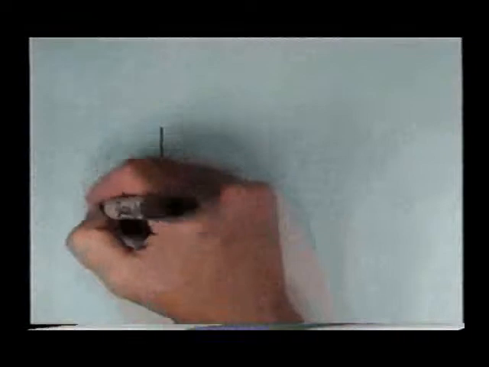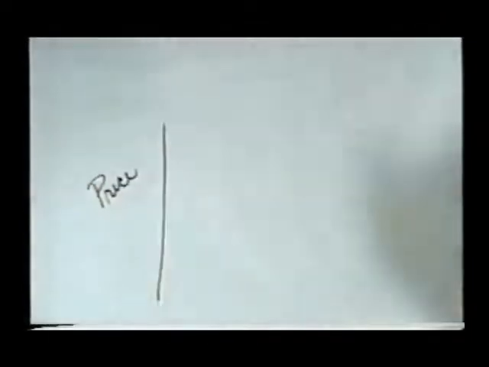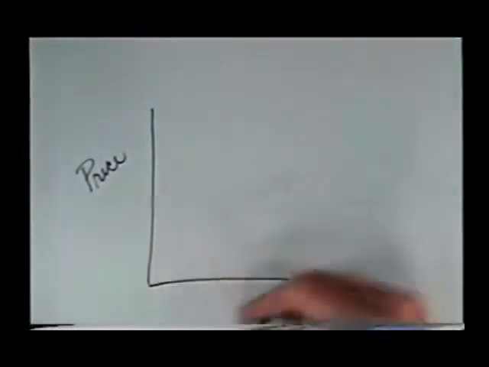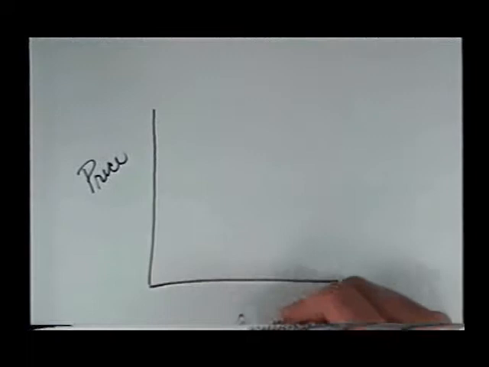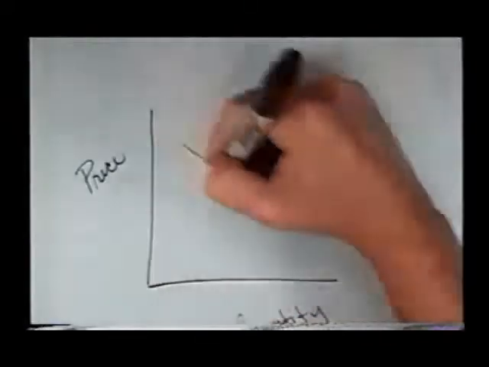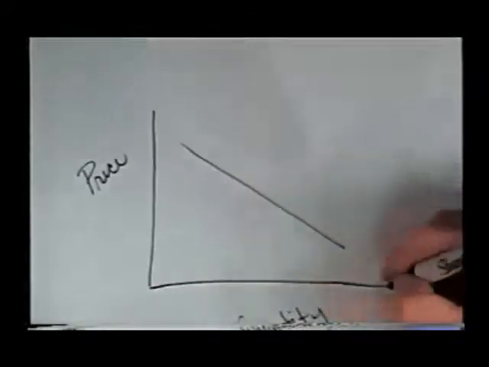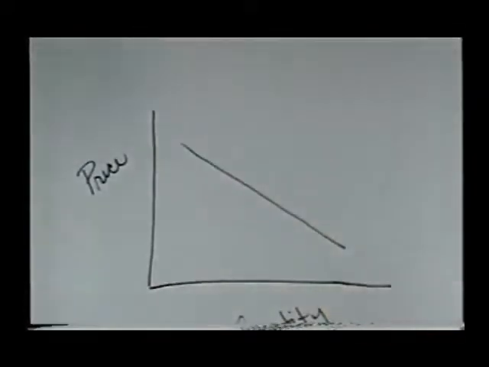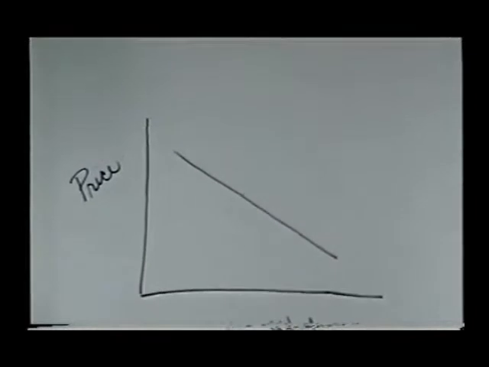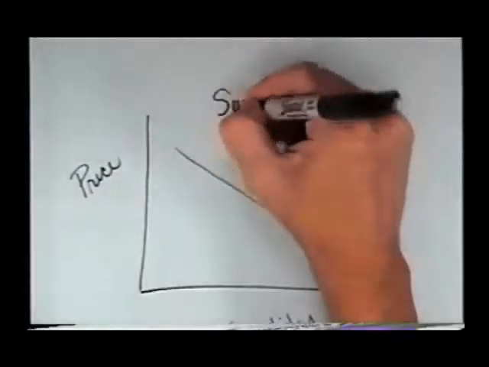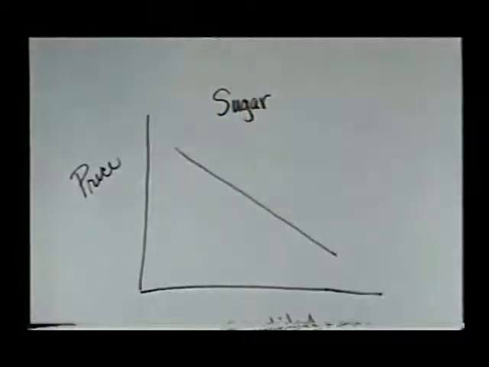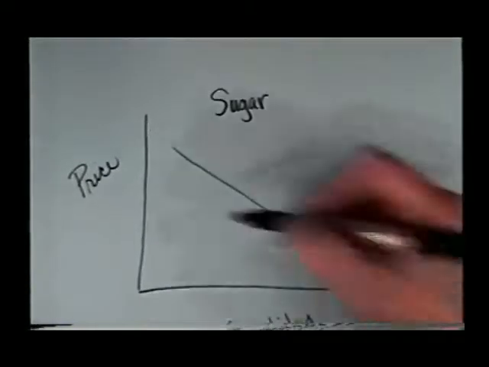Okay, I have my y-axis, and price, again, is always on the y-axis. Quantity is always on the x. And again, a downward sloping demand curve, D, demand downward. Now here's one that is rather recent, actually. Let's look at the demand for sugar. When I say recent, I should probably tell you that it's fall of 2009. This is the demand for sugar.